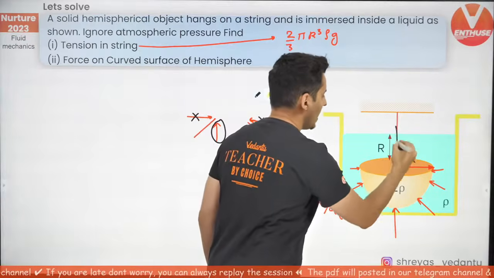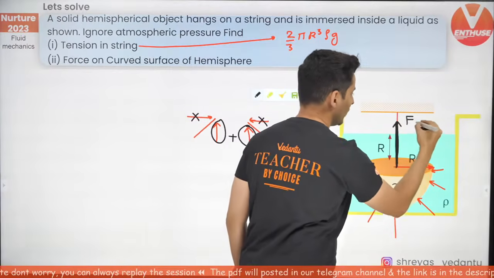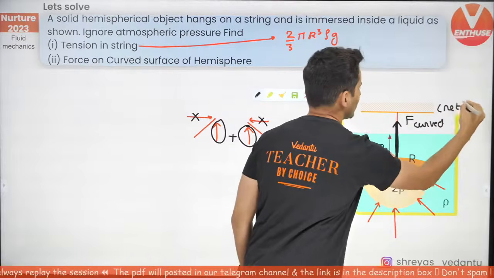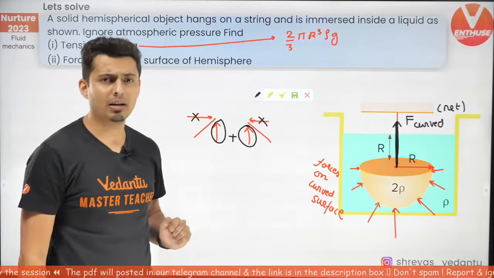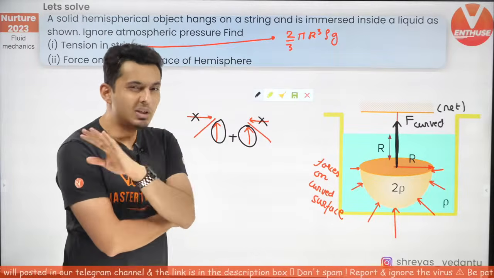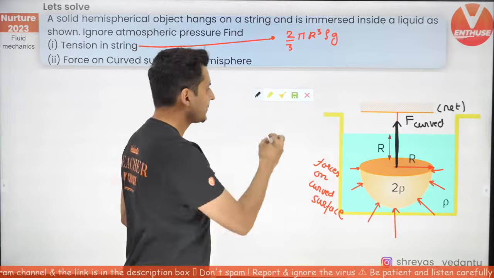So hence I am going to show a resultant force like this. This is the net force on the curved surface. Okay, so this is basically your net force. This is what we want to find. Now you'll ask, sir, how do we do this integration? Nah, not needed. I'll tell you why. See, I'll give you a simple logic.